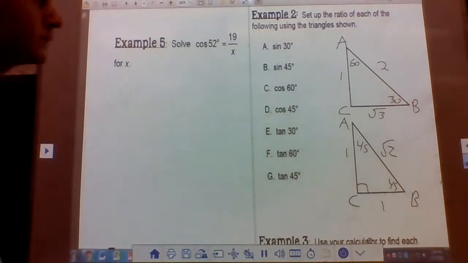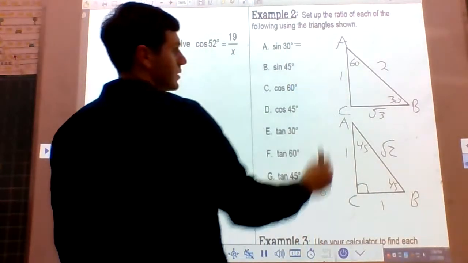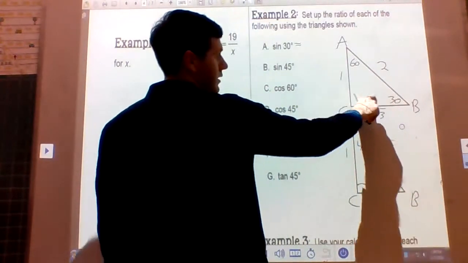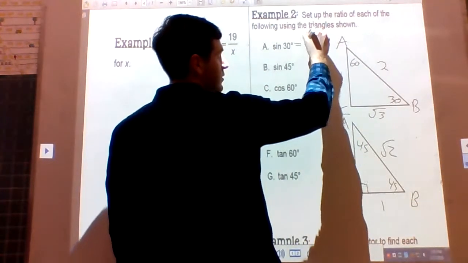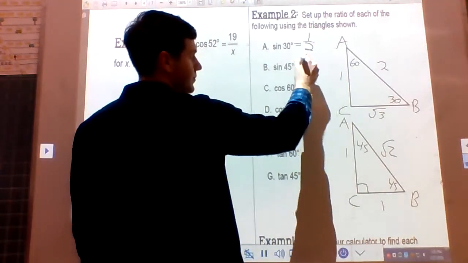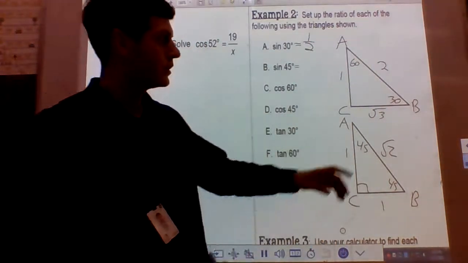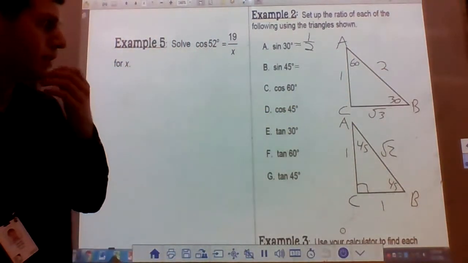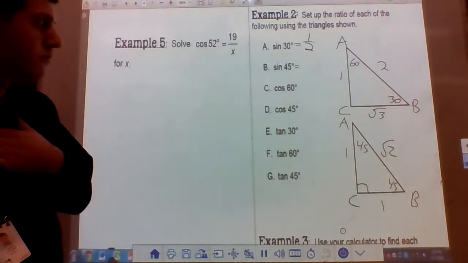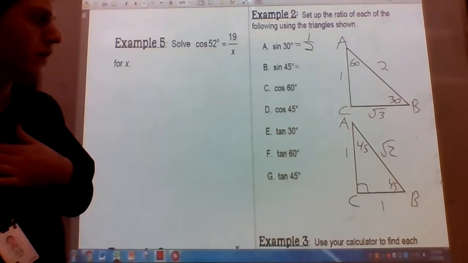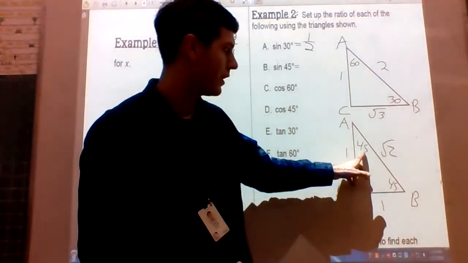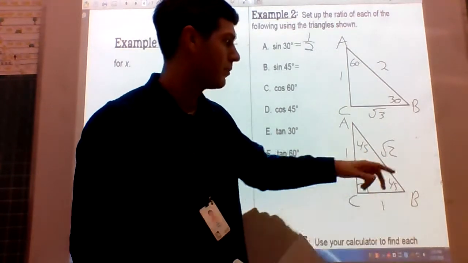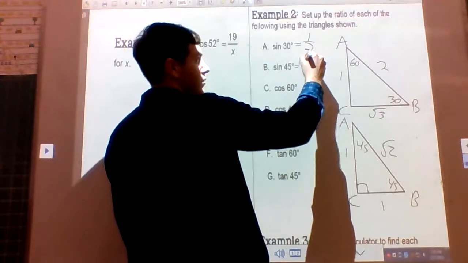Sine of 30, it's going to equal, so sine is opposite over hypotenuse. Here's our 30-degree angle. So that's going to equal 1 over 2. Across from 30 is 1. Hypotenuse is 2. Okay, sine of 45. So sine is opposite over hypotenuse. So here's 45. You can use either one. Across from 45 is 1. And the hypotenuse is square root of 2.